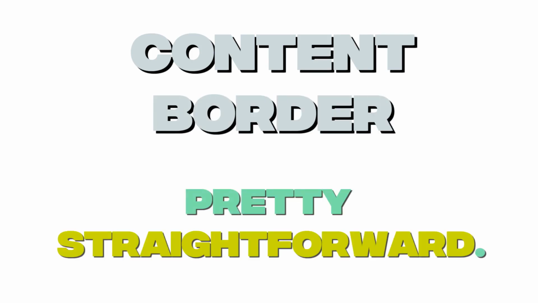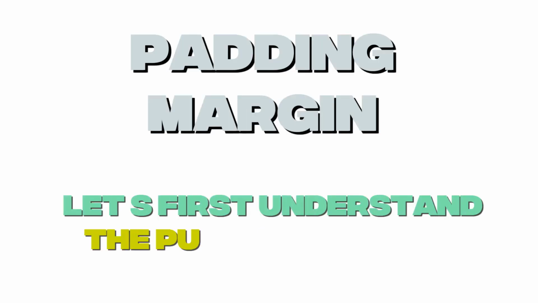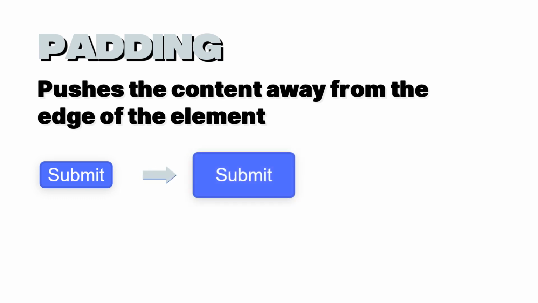Now the content and border are pretty straightforward. The ones that confuse a lot of people are padding and margin. Now before we get into the details, let's first understand the purpose of each. So what padding does is, it pushes the content away from the edge of the element. For example, in case of this button, the content, so the word submit, is really close to the edge of the element. So in this case, we can use padding to create space between the content and the edge of the button. Margin, on the other hand, pushes the element away from other elements.